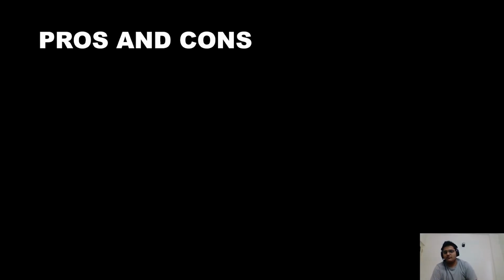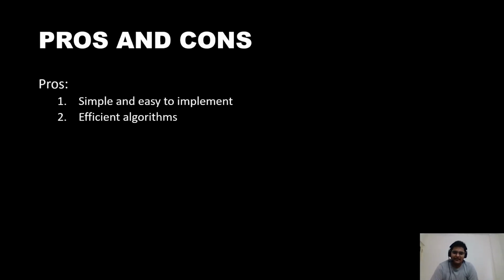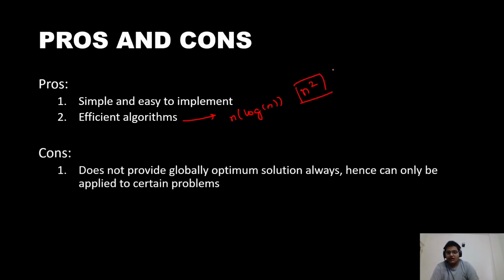Let us move on to the pros and cons of a greedy algorithm. Greedy algorithms are simple and easy to implement. They are more often efficient algorithms which have time complexities of n log n when used with the right data structures, which is much better when compared to the n square efficiency which we find in a lot of brute force algorithms. But there is a catch over here that greedy algorithms do not always provide us with a globally optimum solution. Hence, they can only be applied to certain problems.